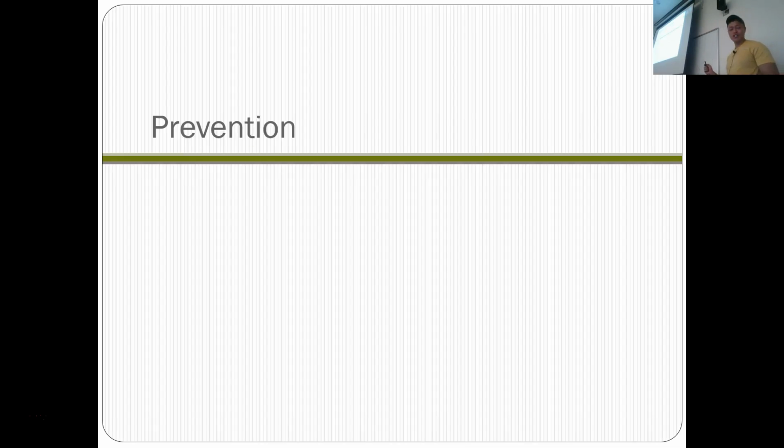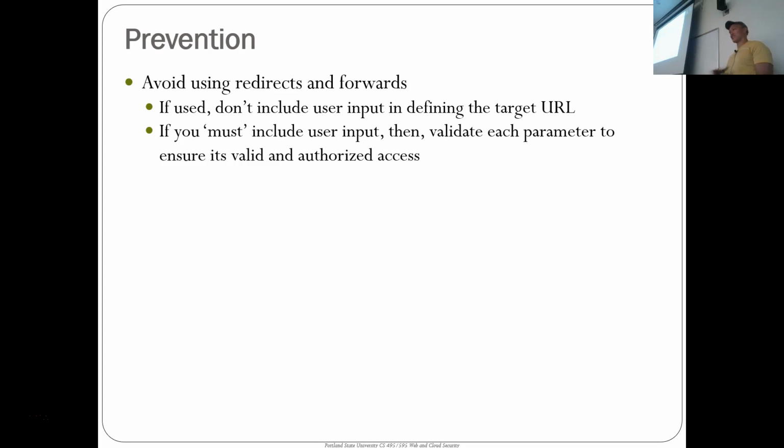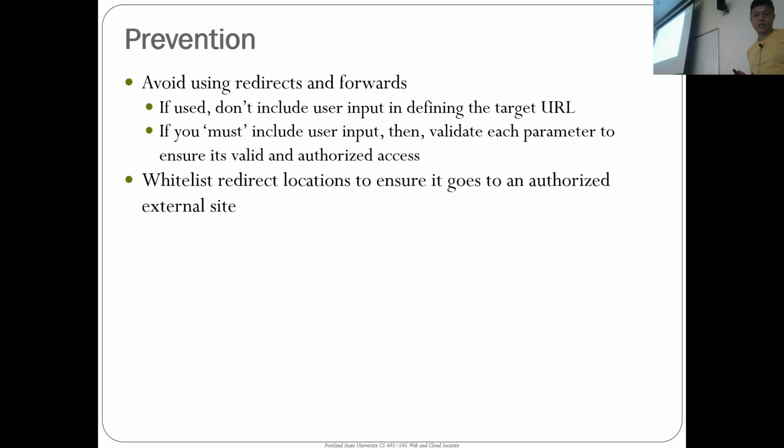So, some prevention techniques. Just avoid using them. Just say no. Don't do the redirects and the forwards. If you do need to do the redirect and forward, try not to include user input in it. And if you have to include user input, then you want to validate the parameter that the user is supplying. Whitelist the redirect locations. So if you're Facebook and you want to do redirects, make sure you whitelist it to things like Instagram that you own, right? A whitelisted domain set that does the redirection would be the idea there.